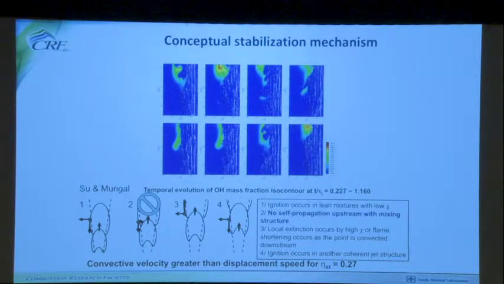But rather we have the ignition, the kernel, ignites in lean mixtures, and then it is advected upstream very rapidly due to the turbulent structure. And then occasionally we see local extinction occurring by high scalar dissipation rates of the flame, or by flame shortening as the point is convected downstream. And then in the next part of the sequence, we find that ignition occurs in the next subsequent coherent jet structure, and this cycle repeats itself.